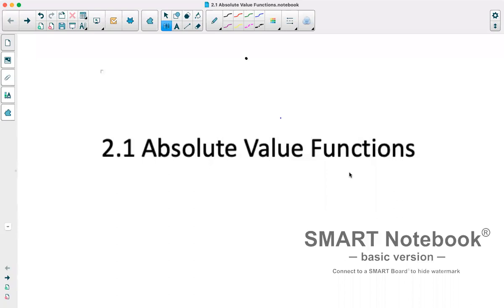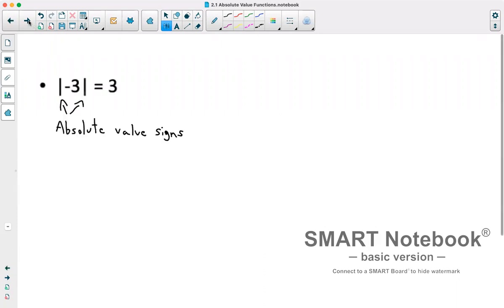Hi, today we are looking at section 2.1, which is dealing with absolute value functions. So whenever we have vertical lines on either side of something, we take the absolute value of what's inside it. When we take the absolute value of something, it just gives us a positive value. So when we have, say, absolute value of -3, it gives us +3.